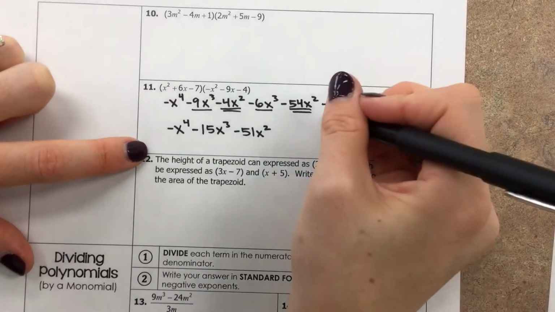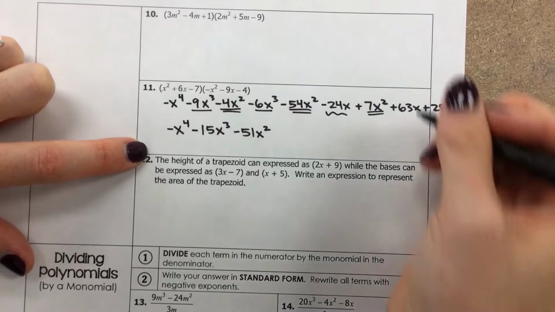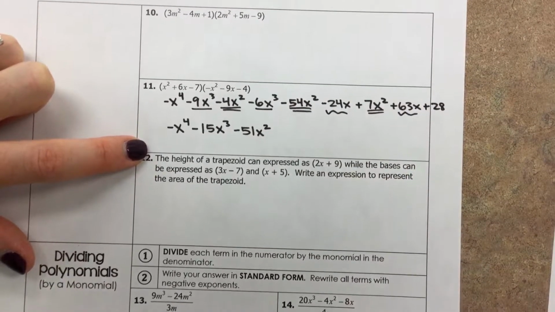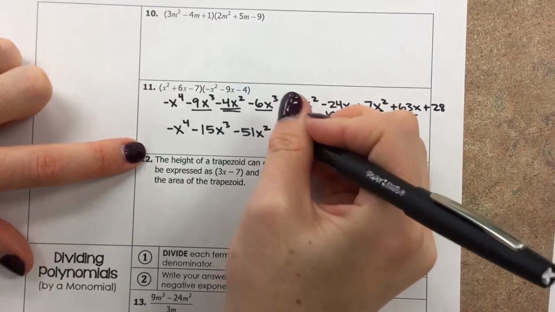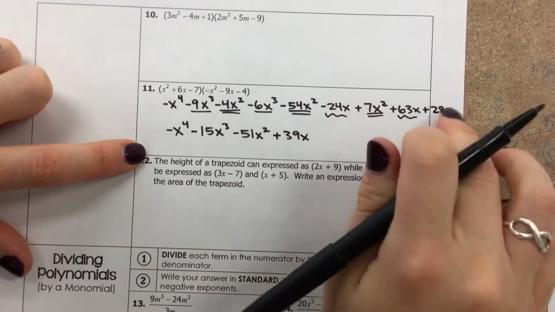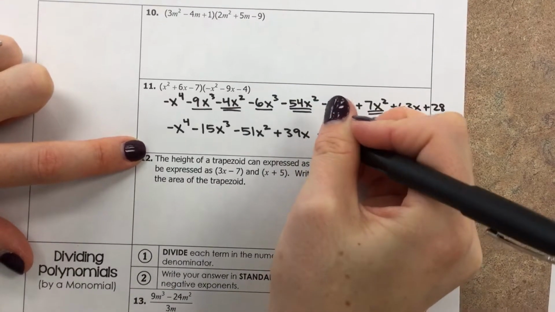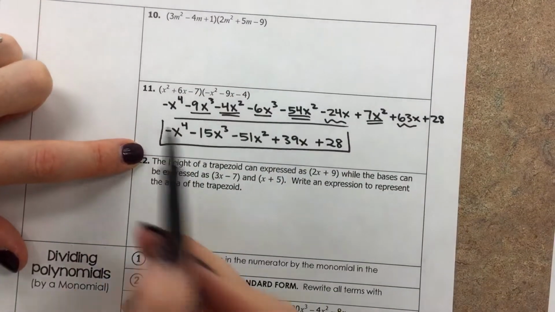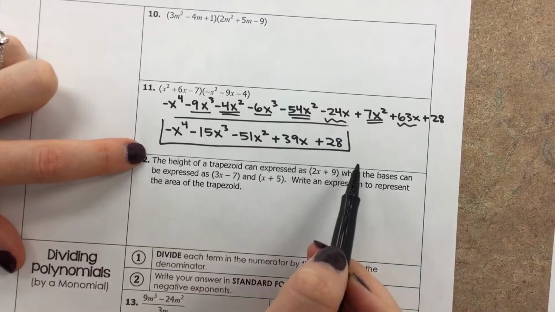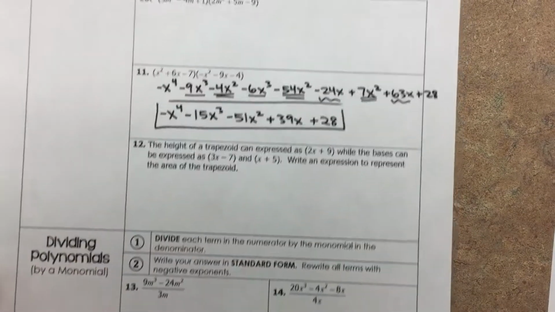The x's, I have negative 24 and a positive 63. So that ends up leaving me with 39. So 39x. And then this is my only constant, that 28. So big, long polynomial in standard form. So remember from the other day, we would call this a quartic polynomial. That's what this ends up being.